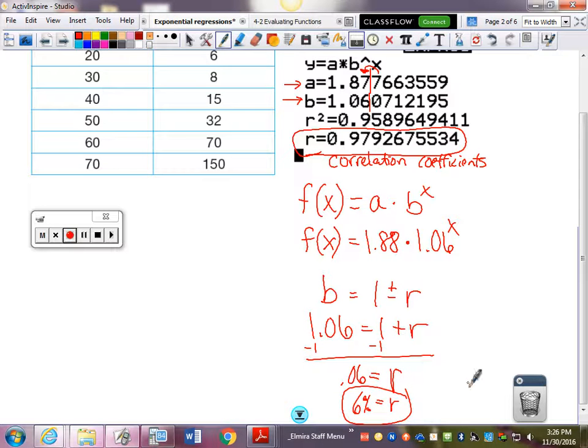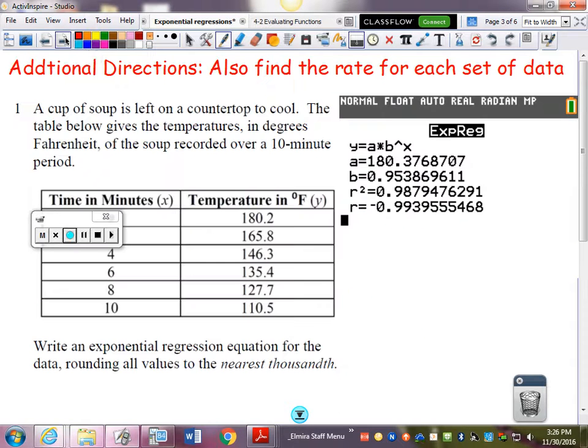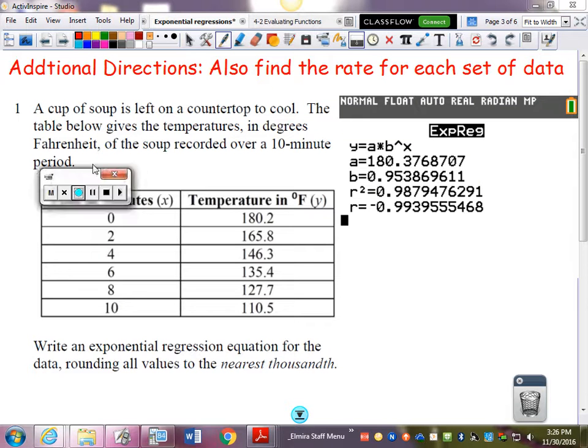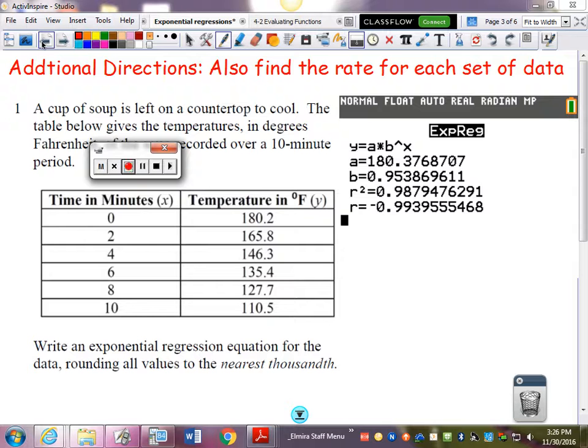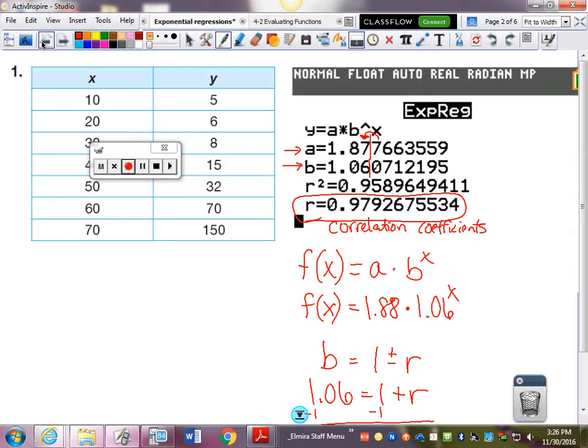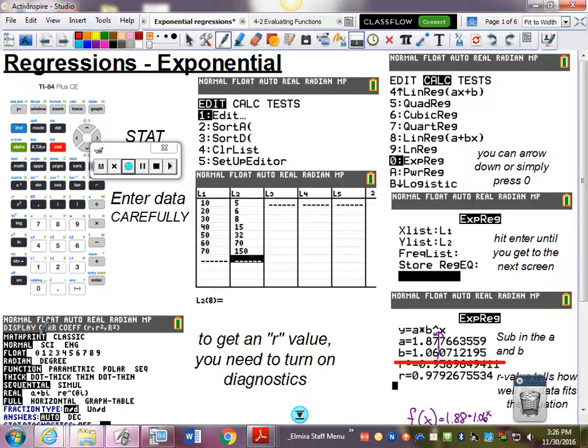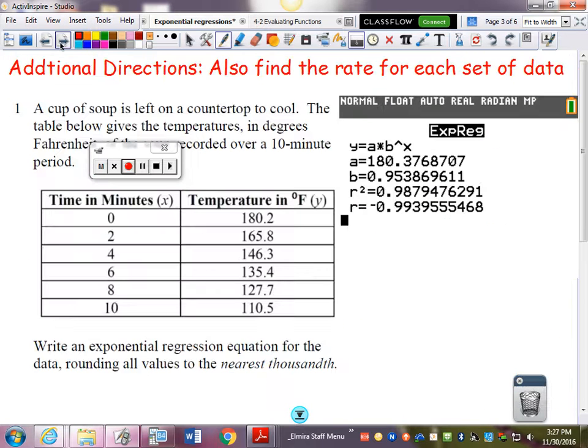Just to practice. Okay, so let's do some of these homework ones. Now, for the sake of time, I'm not going to go through all the steps for putting in the data and doing the regression. Reason being is, guys, I gave you this handout that tells you screen by screen what to do. So that's up to you. I'm going to help you interpret and check. This is the screen you should get on your calculator for the regression for number 1.